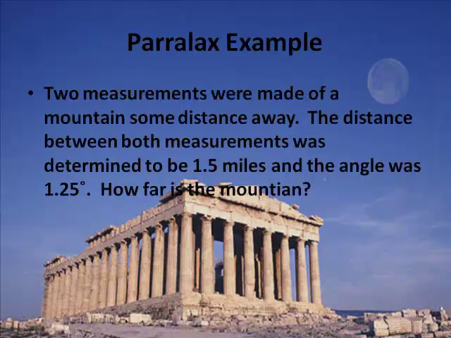All right, so let's see if we can do a mathematical thing. Get your calculators out. Two measurements were made of a mountain some distance away. The distance between both measurements was determined to be 1.5 miles, and the angle was 1.25 degrees. How far is the mountain? Now, what's that equation again?